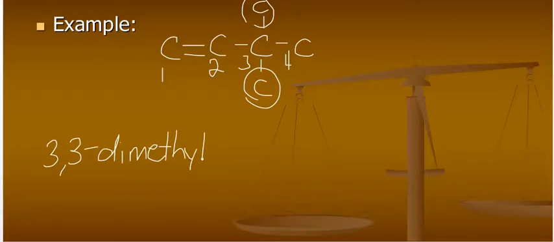The longest chain is 4, but I have to indicate where the double bond starts. The double bond starts on carbon 1. So 1, and then this is butene. The suffix changes to ene because there is a double bond.